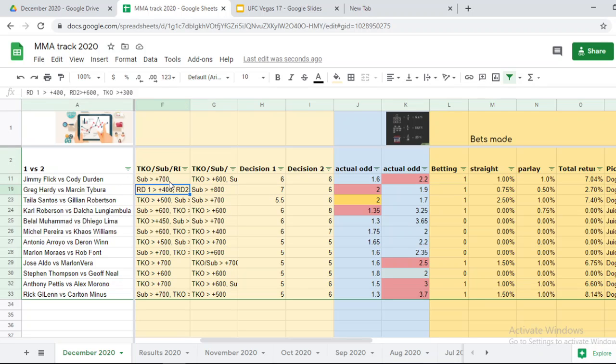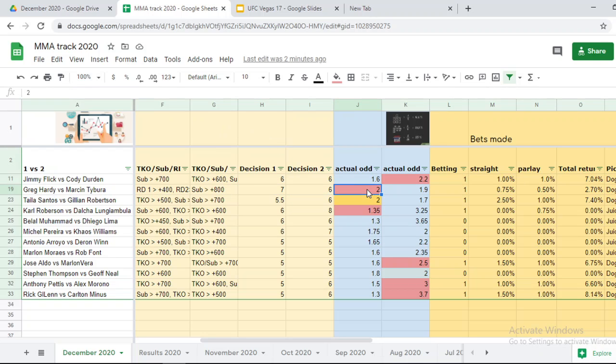And by the way, I'm not recording any success or failure on the prop bets. I'm recording only success on these lines here, just to simplify things. And I'll be betting Tybura by submission if I can get him at plus 800. These are decision prop bets that I would be betting: I would get Hardy at plus 600 by decision if I can find this line, and I'll be betting Marcin Tybura at plus 500 if I find this line.